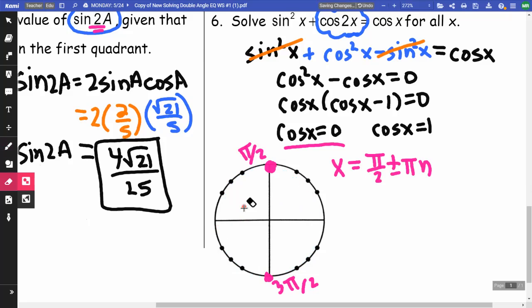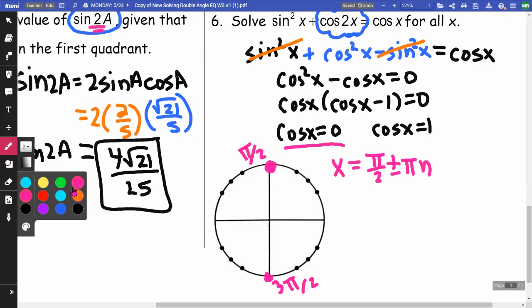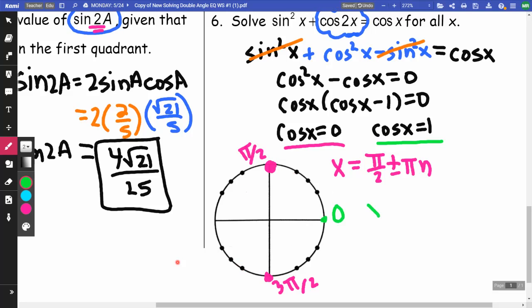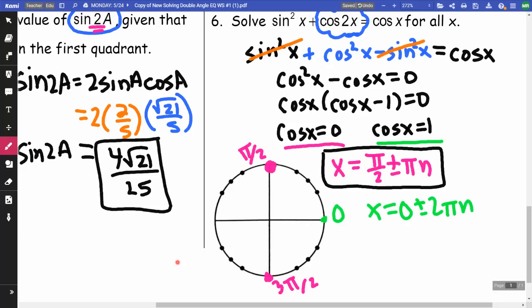And then for the next one, this one here, where's my cosine 1? So again, that's where my x is 1, and that's going to be here. And that's at 0. And then going around 2 pi and so forth. So that answer is going to be x equals 0 plus or minus 2 pi n, or you can just write it as plus or minus 2 pi n. So the two answers here, this is one set of answers. This is the other set of answers.